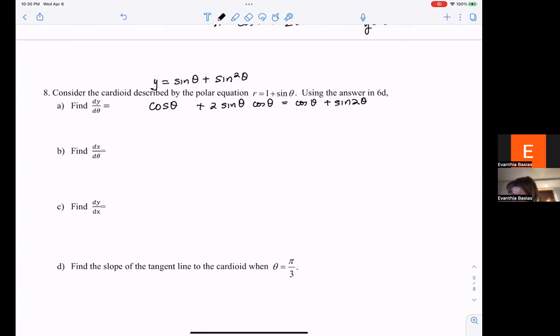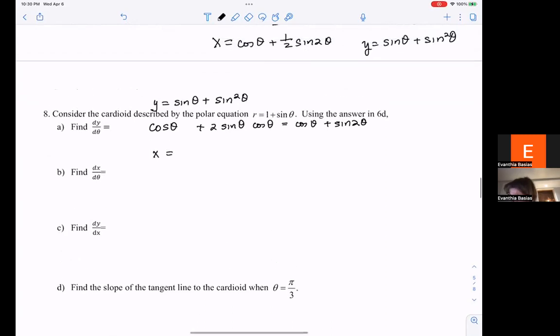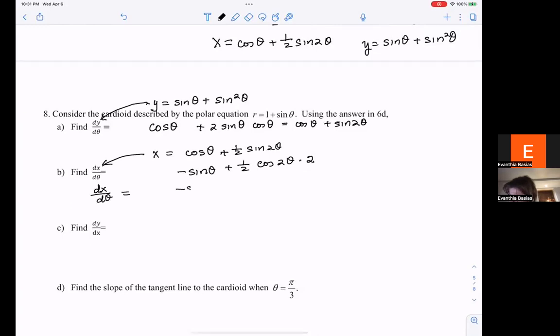Okay. And well, since x is equal to, what was x? Cosine theta plus 1/2 sine 2 theta, then dx d theta would be negative sine theta plus 1/2. Now this is the chain rule. The outer function is sine, so that's cosine 2 theta, and the derivative of the inner function is 2. So dx d theta is simply negative sine theta plus cosine 2 theta.